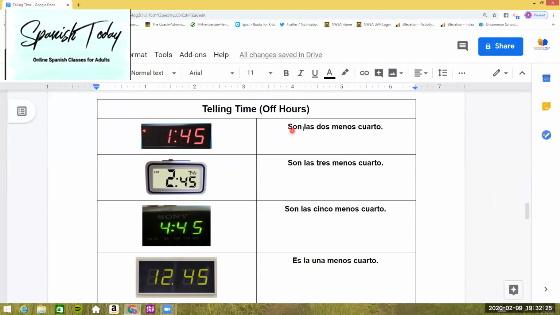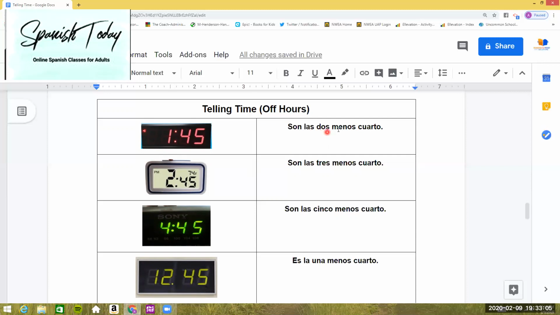So you'll start with son las, you'll insert the number, then you'll say menos cuarto. So this cuarto is like saying quarter of an hour. So this is 1:45, right? So instead of saying it's 1:45, you'll say it's 2 o'clock minus 15 minutes or minus a quarter hour. That's literally what you're saying. It's 2 o'clock minus a quarter hour. So when you get to that 45 mark, you have to start to subtract a little bit. So here's the formula. Easy formula.